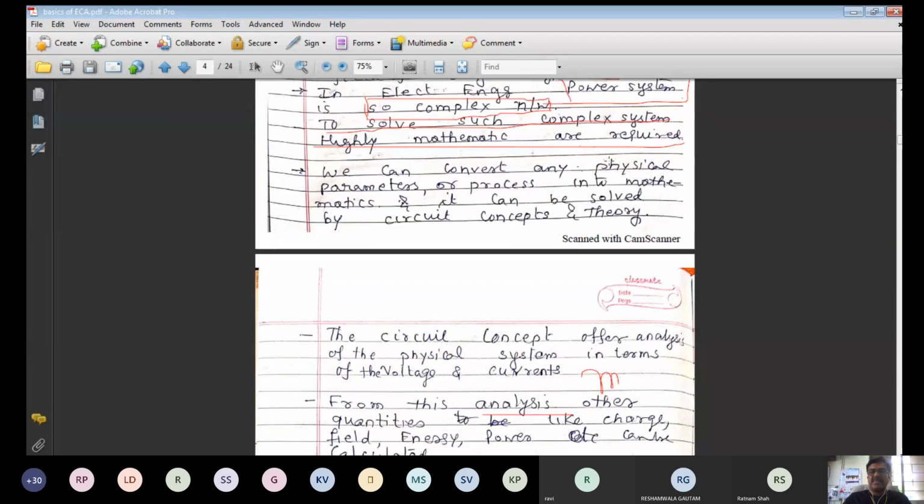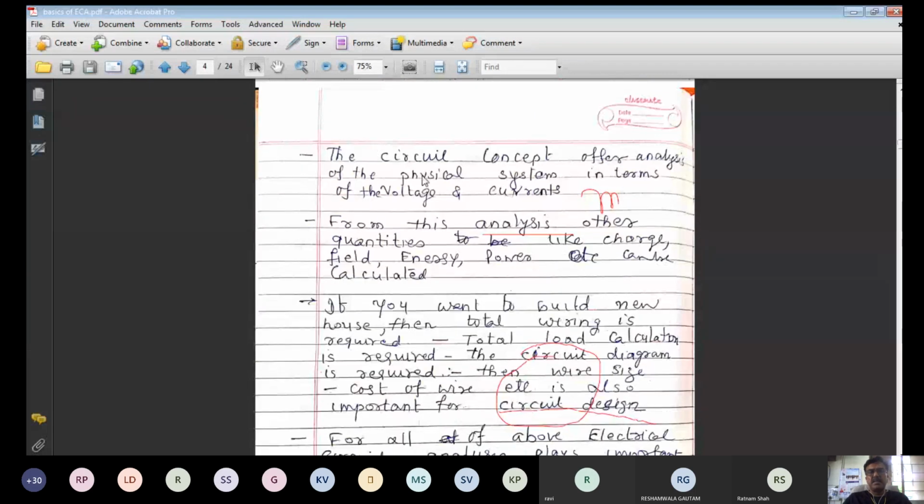Now we can convert any physical system, parameter or process into mathematics. If you take any example, the mathematics is always there. For solving mathematics, you require knowledge of some theorems, some basic concepts and basic theory, and that is why this subject is most important.